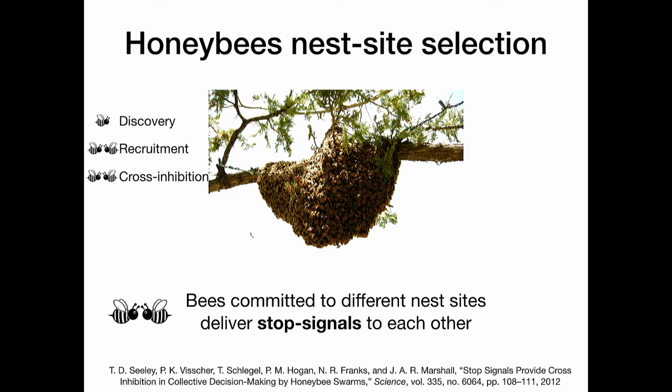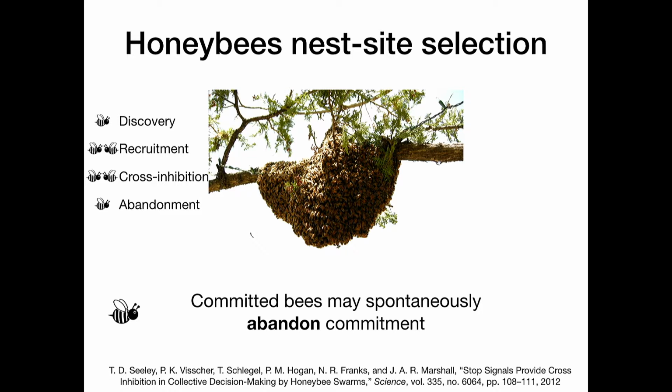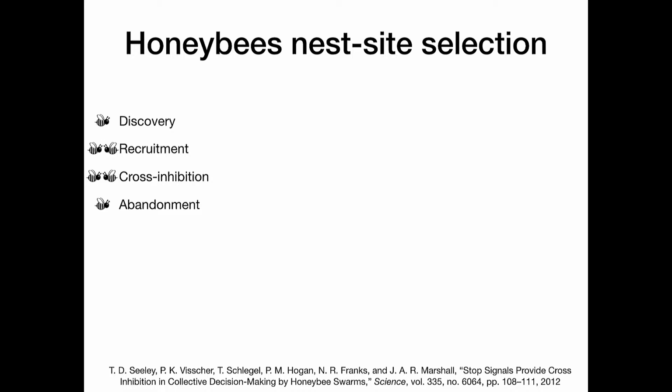Then, when two bees committed to two different nest sites encounter each other, one delivers a stop signal to the other, and the one that receives the stop signal reverts to an uncommitted state. Finally, bees spontaneously abandon commitment to poor quality nest sites. So from field observation, biologists observe that the bees manage to make this collective decision through these four types of individual bee actions. But how does the colony select the best option?